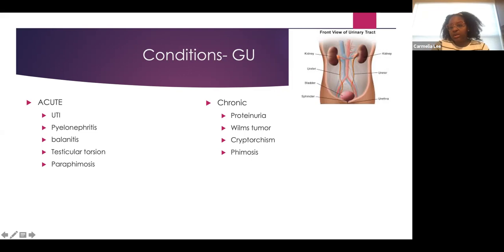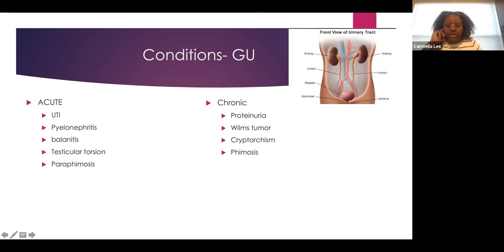Paraphimosis is also an acute issue, and I'll show you a picture of that on an additional slide, but that's when your foreskin gets stuck in a retracted position. This can happen at any age, from cleaning and pulling the skin back so it won't come back. What happens is the glans can become swollen. It usually requires emergency treatment because it can cause constriction of the penis, leading to blood flow to the skin being restricted. So this is considered something that needs emergent treatment.